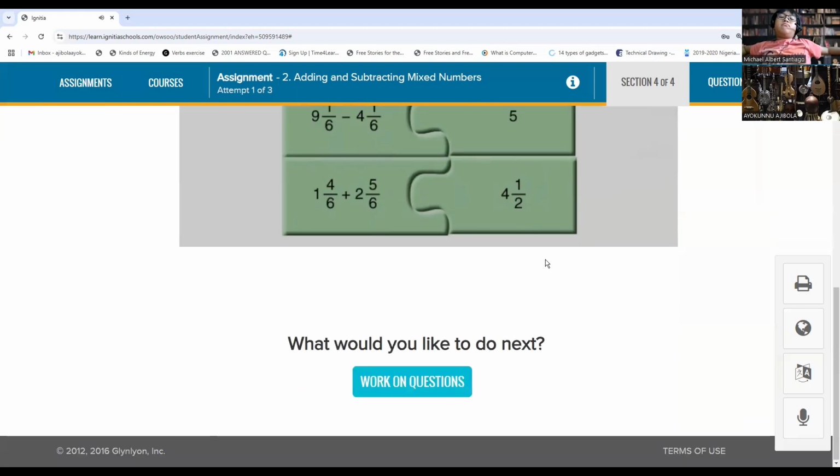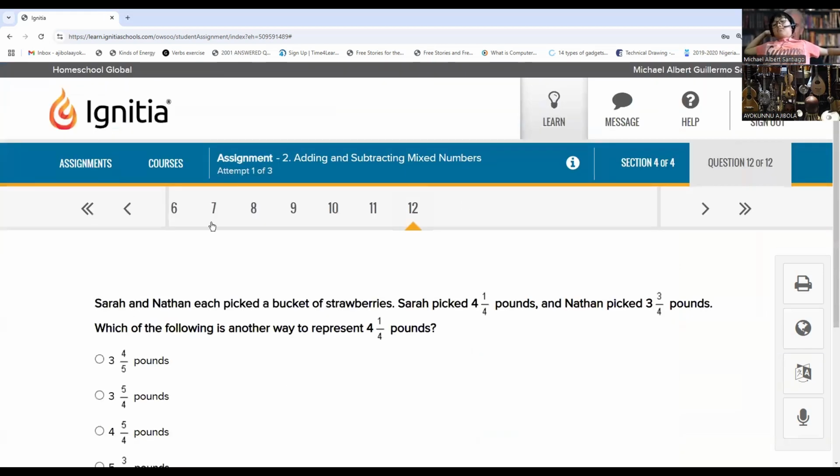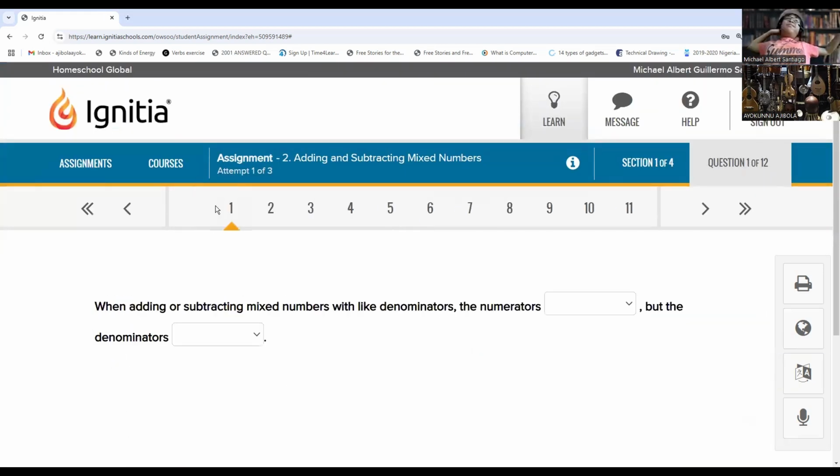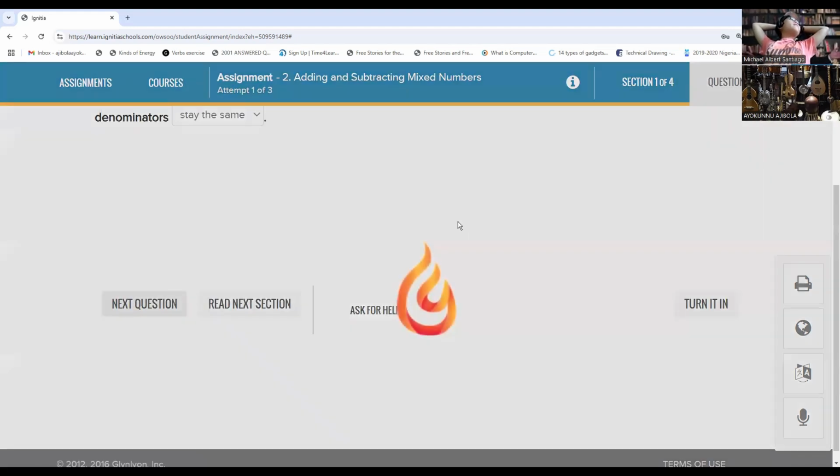So I think we've got to work on some questions now. Okay? When adding or subtracting mixed numbers with like denominators, the numerator changes, but the denominator stays the same. Okay?